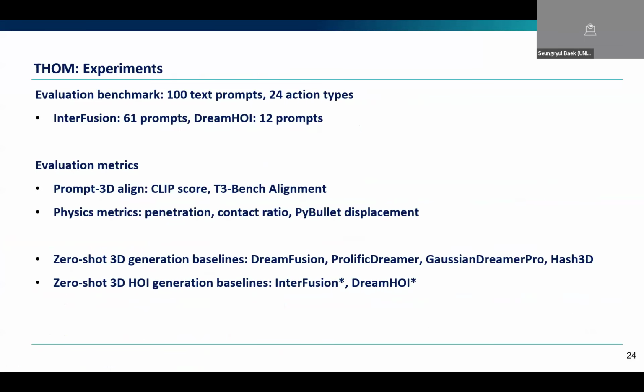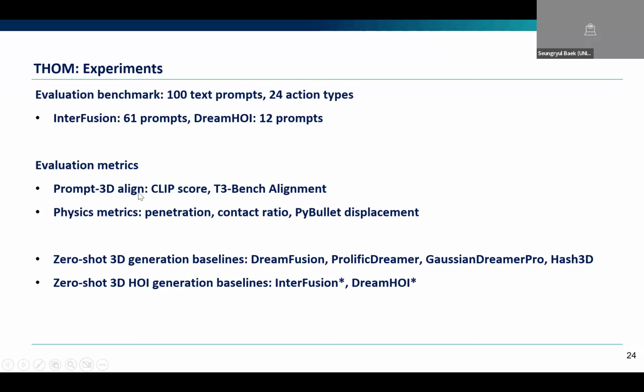And using these methods, we validate our pipeline on our proposed benchmark. In our benchmark, we use 100 text prompts and 24 action types, which is quite larger than previous works like InterFusion with 61 prompts and DreamHOI with 12 prompts. And as evaluation metrics, we use two different criteria.